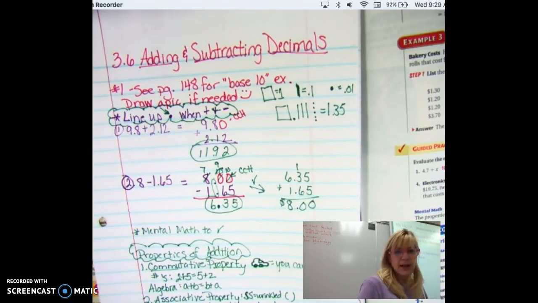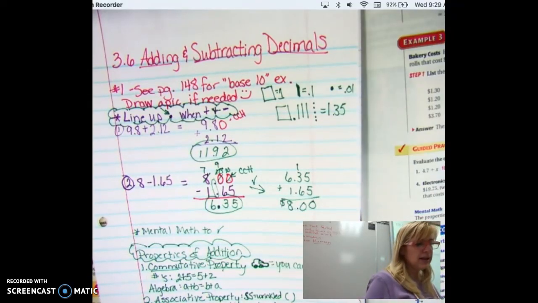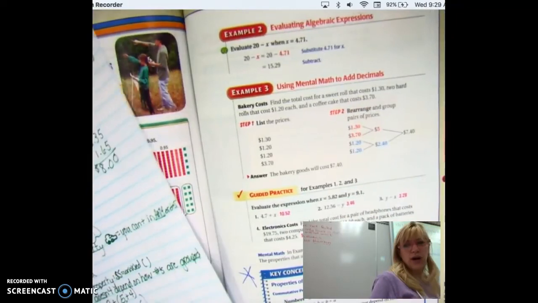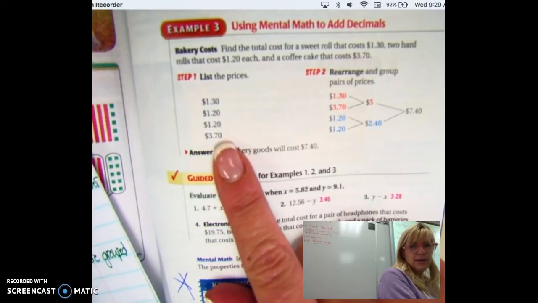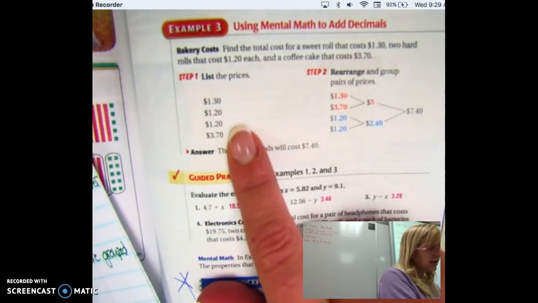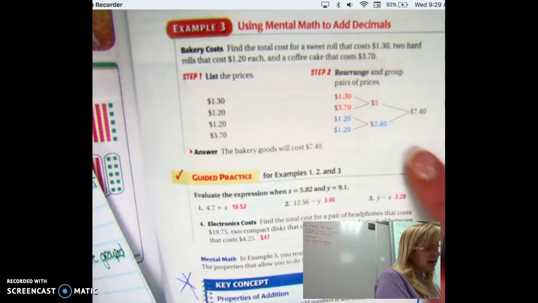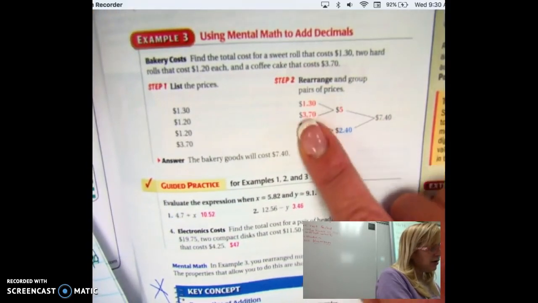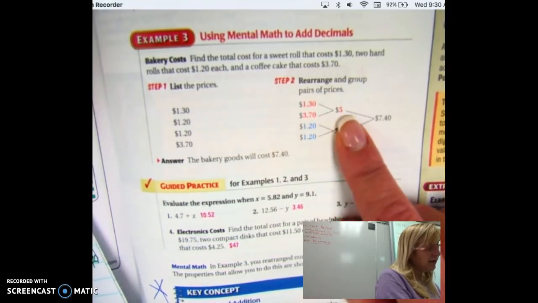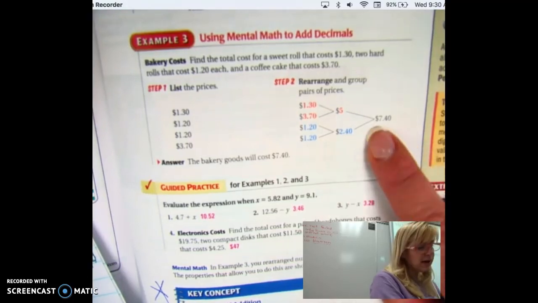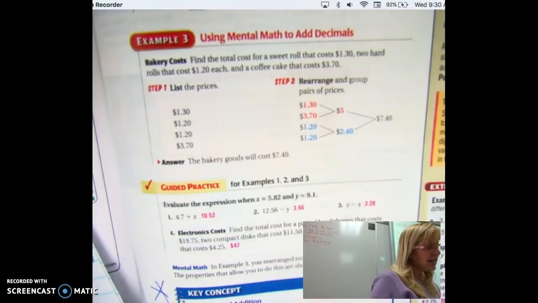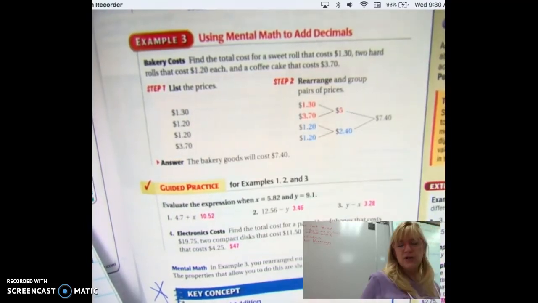The other piece that I wanted to show you, and I'm going to show you in the book because I think they have these nice little triangle things that I think makes it more seeable. If you are listing some prices, like $1.30, $1.20, $1.20, and $3.70, they rearranged the group so that these two together equal $5, and then this is $2.40. So it was really easy to regroup them to a $7.40 so that you can see the final answer more, and you don't have to do all that mental regrouping in your head.